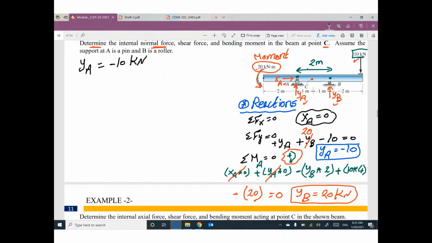No, wait. I have a mistake here. This value is not 20. Wait. Yeah, 40 minus 20 divided by 2. This value is 10 kilonewton. If you put YB equal 10, YA will be 0. Okay, that makes sense. YA equals 0.